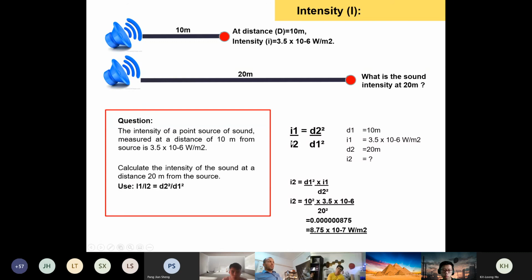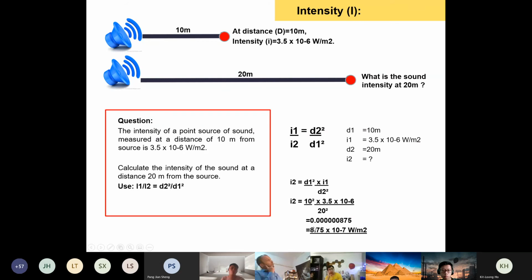After that, you take the I2, the intensity at this point. If you do the calculation, you will find it's 8.78 multiplied by 10 to the power minus 7. So it's less than this, but it's not half.